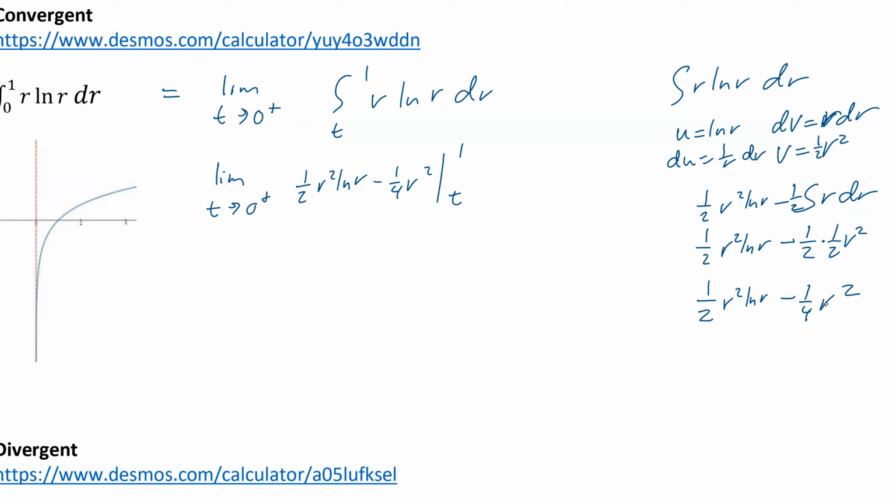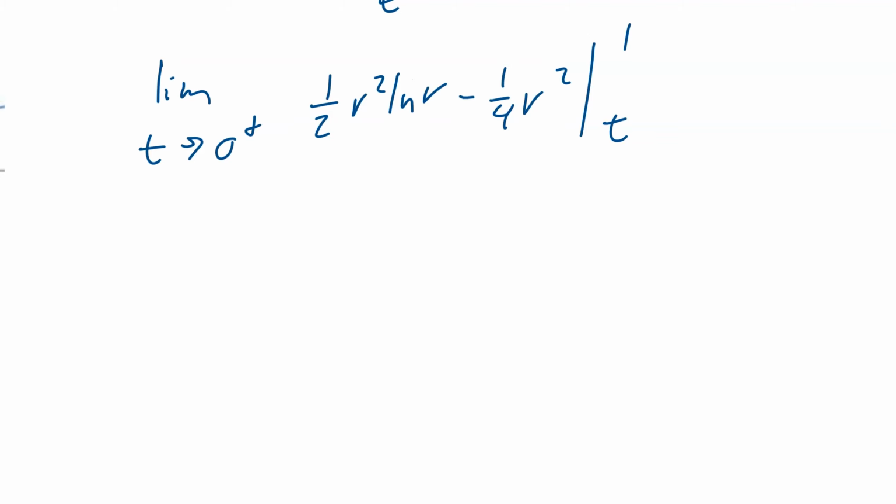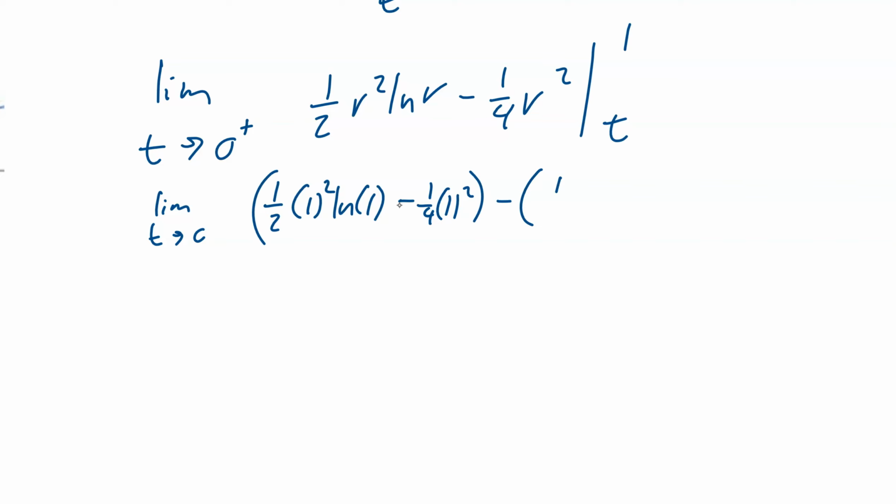From 1 to t. Now we zoom in, and we work on this problem. So we plug it in. So we end up with the 1 goes first. So 1/2 times 1 squared ln of 1 minus 1/4 1 squared minus, and now the t's. So 1/2 t squared ln of t minus 1/4 t squared.